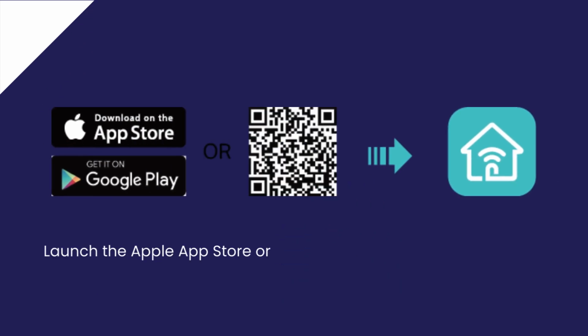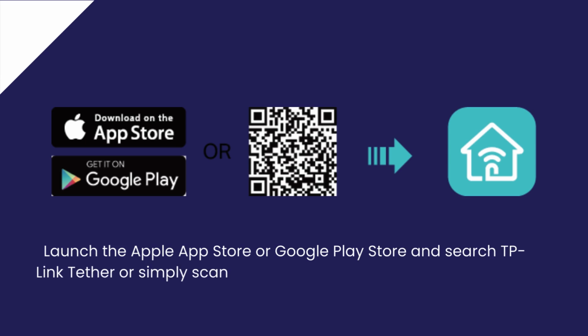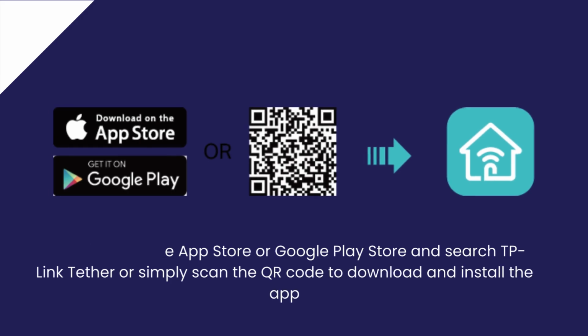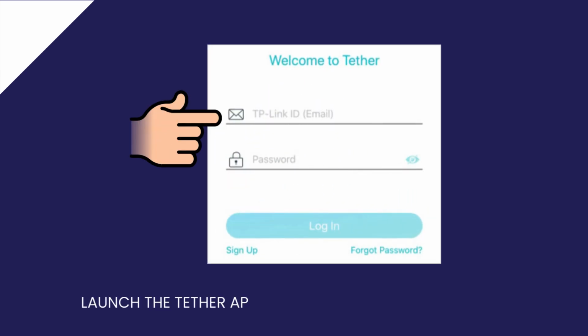Launch the Apple App Store or Google Play Store and search TP-Link Tether, or simply scan the QR code to download and install the app. Launch the Tether app and log in with your TP-Link ID.